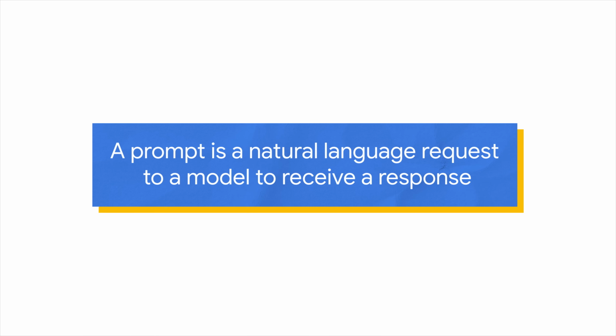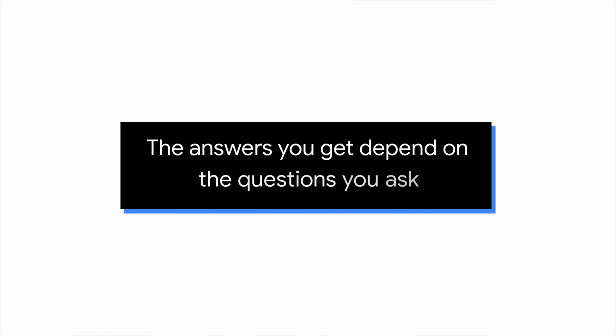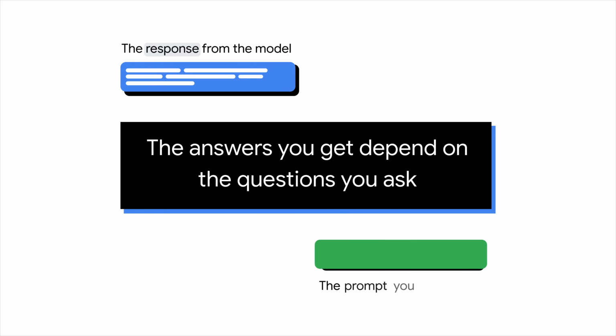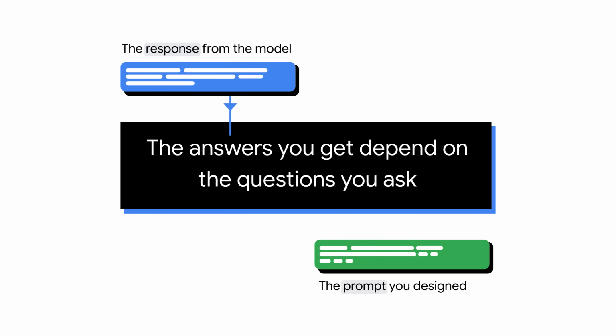So, what is a prompt? In the world of generative AI, a prompt is a natural language request submitted to a model in order to receive a response. You feed the desired input text, like questions and instructions, to the model. The model will then provide a response based on how you structured your prompt. Therefore, the answers you get depend on the questions you ask.